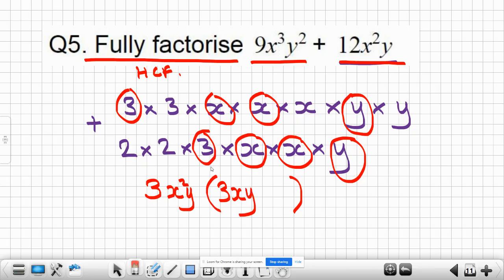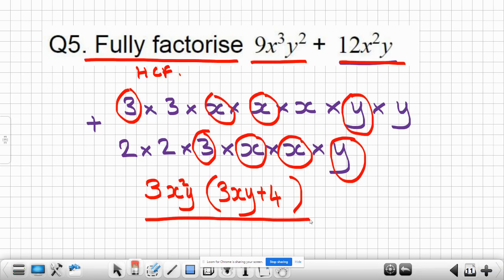So this times this will give us a product of that. Now let's look at the second term. So 12 divided by 3 leaves us 4. And then we've got x squared y here and x squared y here. So x squared y divided by x squared y is just going to leave 1. We don't need to write times 1. So that's it. We are done. And that is fully factorised.